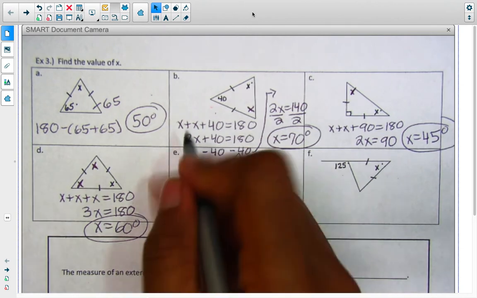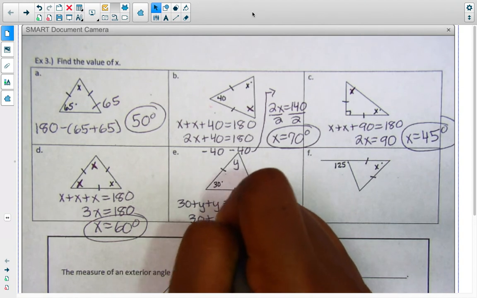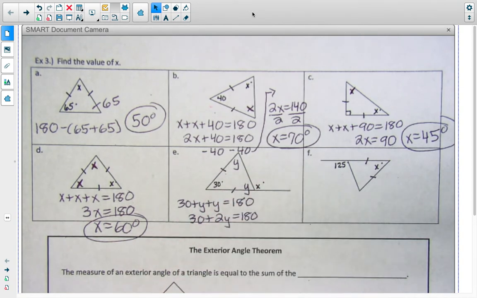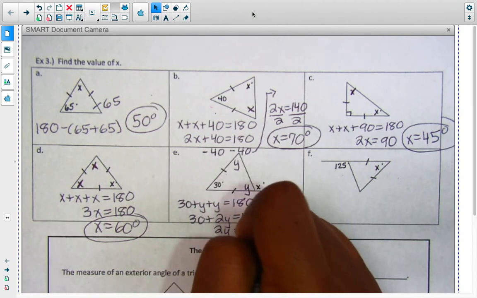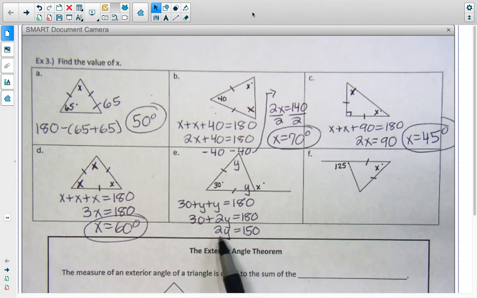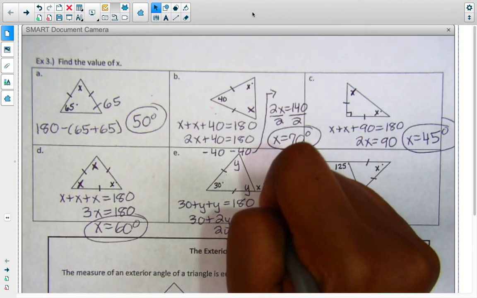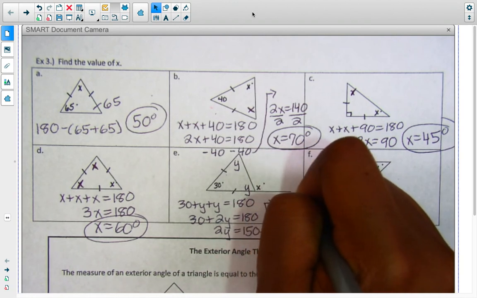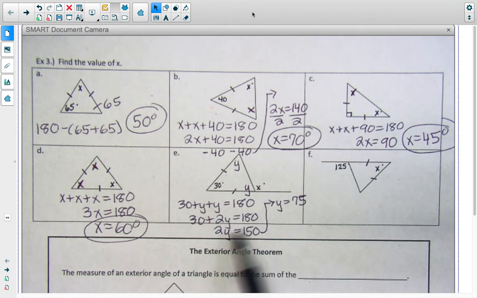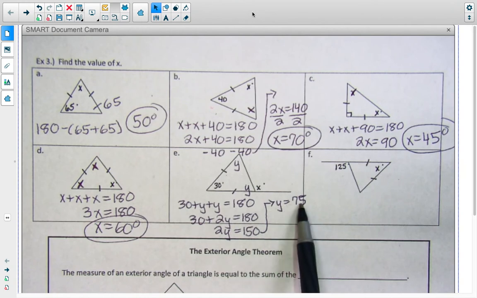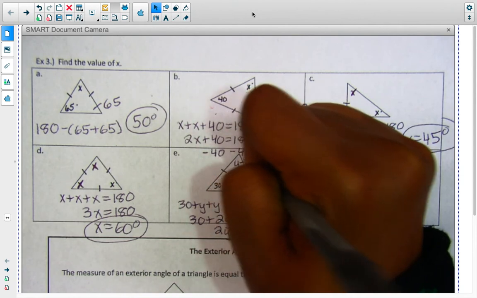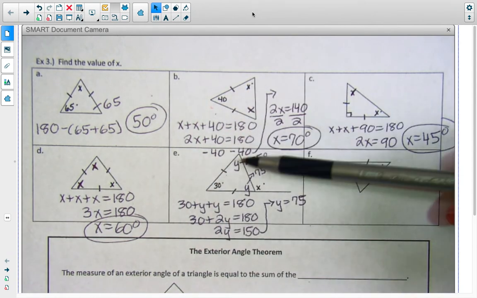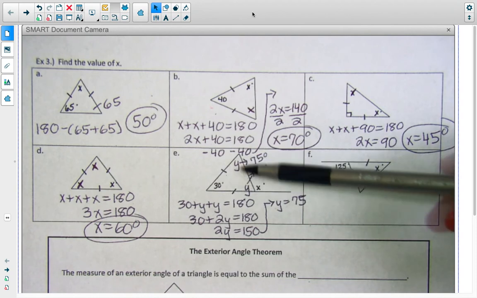Add this together. So that gives me 30 plus 2y equals 180. Subtract 30. That gives me 2y equals 150. And 150 divided by 2 gives me y is equal to 75. So that means that this is 75 and this is 75. So we can label that 75, and this one is also 75, because they're congruent to each other.